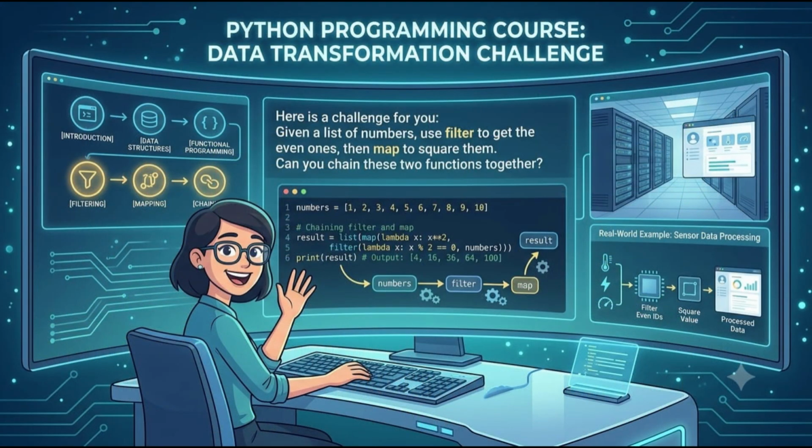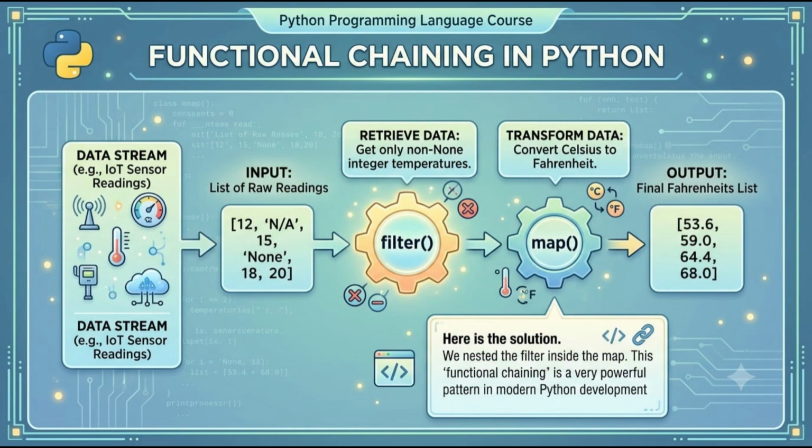Here is a challenge for you. Given a list of numbers, use filter to get the even ones, then map to square them. Can you chain these two functions together? Here is the solution. We nested the filter inside the map. This functional chaining is a very powerful pattern in modern Python development.